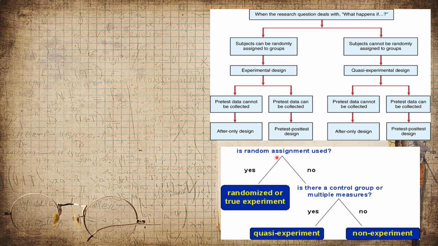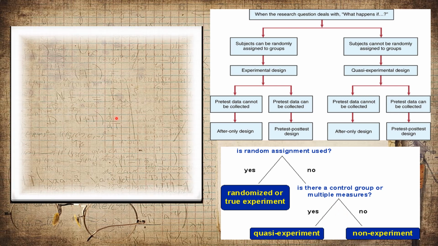Next, is random assignment used? If yes, randomized or true experiment. If no, there is a further question. Is there a control group or multiple measures? If there is a control group, quasi-experiment, but if your answer is no, you will proceed with non-experiment.